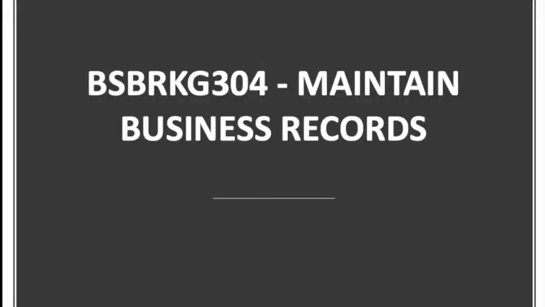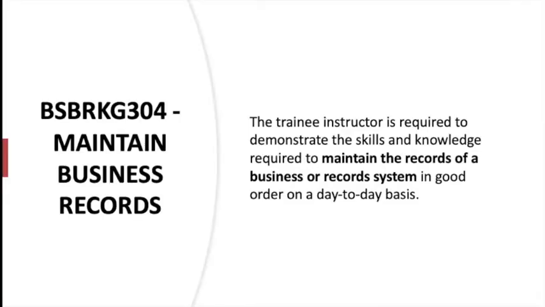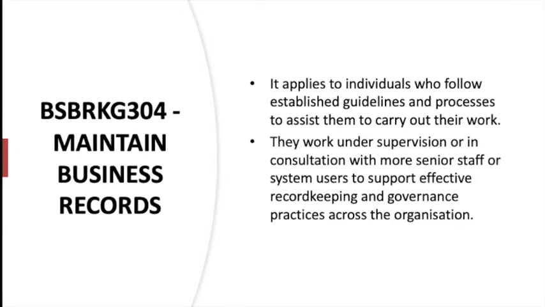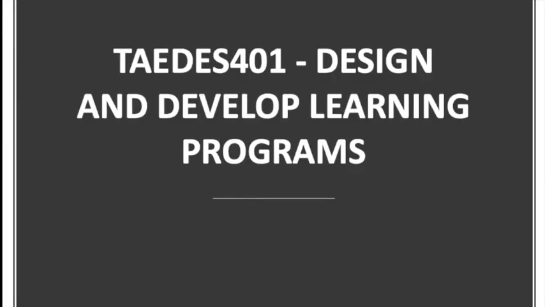BSBRKG304, maintain business records. The trainee instructor is required to demonstrate the skills and knowledge required to maintain the records of a business or records system in good order on a day-to-day basis. It applies to individuals who follow established guidelines and processes to assist them to carry out their work. They work under supervision or in consultation with more senior staff or system users to support effective record keeping and governance practices across the organisation.